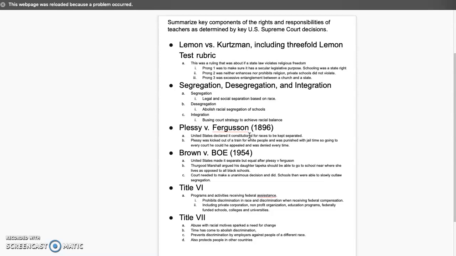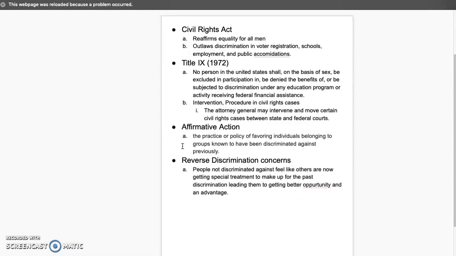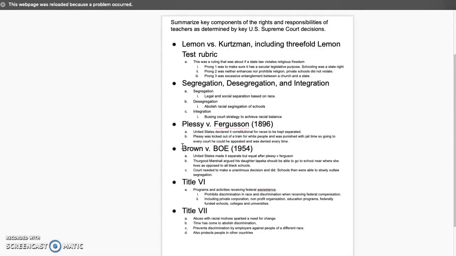Segregation, desegregation, integration. I wrote down all the definitions per the slide. So legal and social separation based on race; desegregation, abolishing racial segregation; and integration was a court strategy to achieve racial balance. So those are basically the definitions of those.